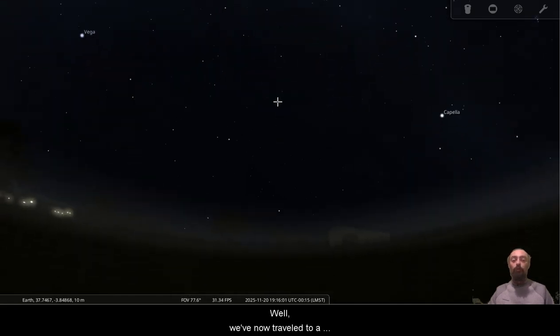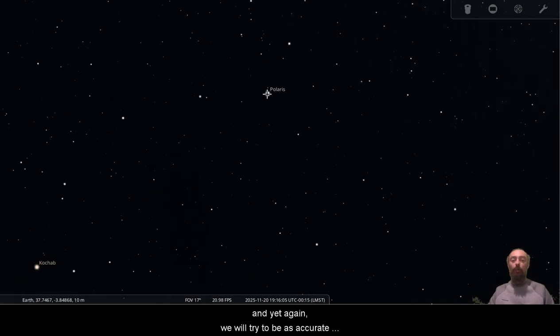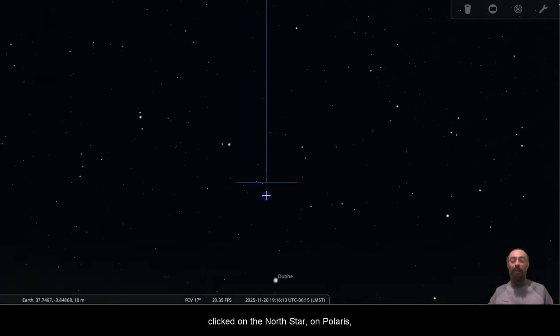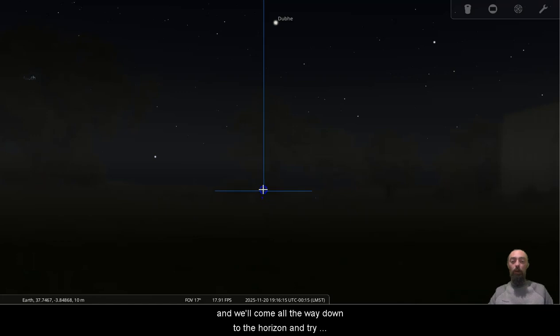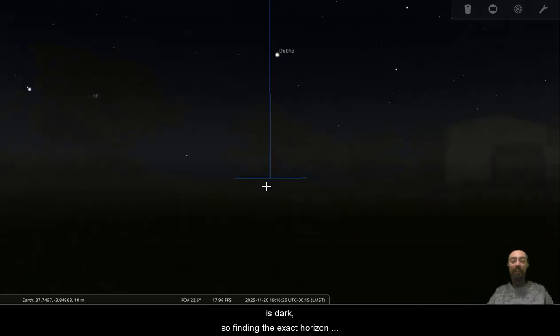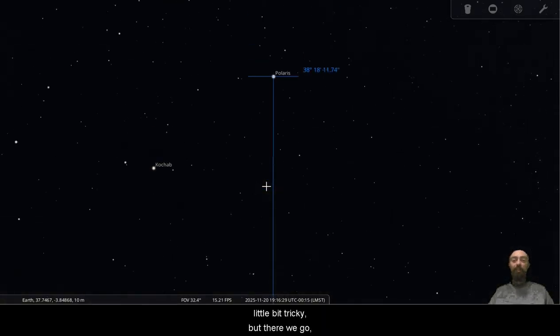But we've now traveled to a different latitude, so let's zoom in here, and yet again we will try to be as accurate as possible. Yep, here we are, clicked on the North Star, on Polaris, and we'll come all the way down to the horizon and try to get these things lined up just exactly right. Of course, it is dark and the landscape is dark, so finding the exact horizon with all of the blur and atmospheric distortion is a little bit tricky.